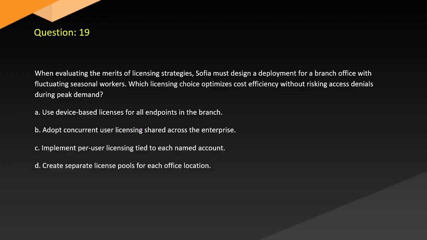Question 19. When evaluating the merits of licensing strategies, Sophia must design a deployment for a branch office with fluctuating seasonal workers. Which licensing choice optimizes cost efficiency without risking access denials during peak demand? A. Use device-based licenses for all endpoints in the branch. B. Adopt concurrent user licensing shared across the enterprise. C. Implement per-user licensing tied to each named account. D. Create separate license pools for each office location.